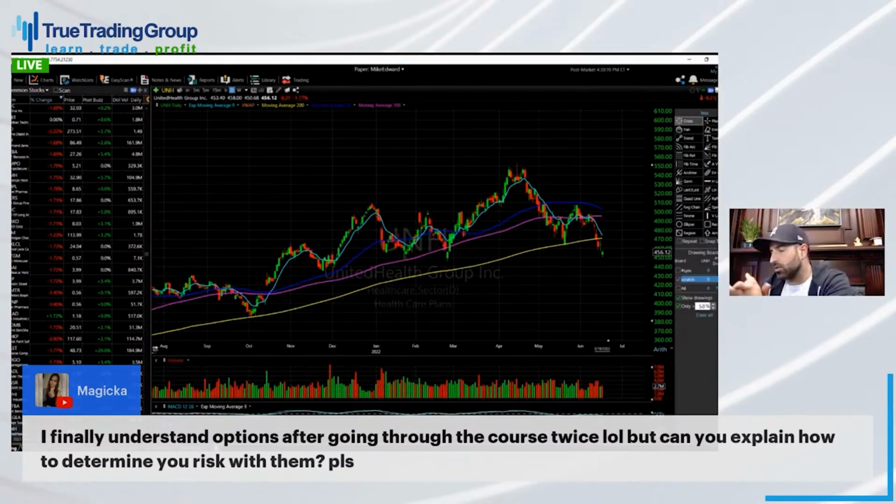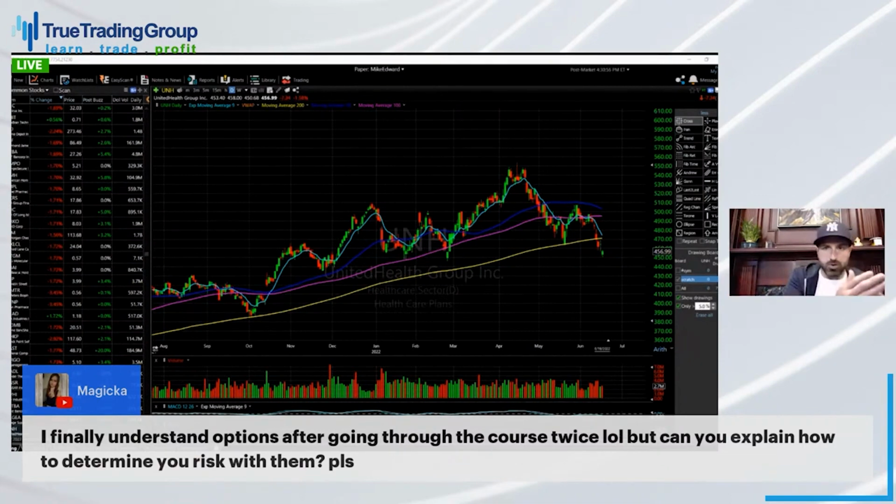Yeah, so Magica, there's a couple different ways that you can control and manage your risk when it comes to trading options. Way number one is to set your stop loss based on the price of the option itself, or to set your stop loss based on the underlying stock itself. There's pros and cons of each.